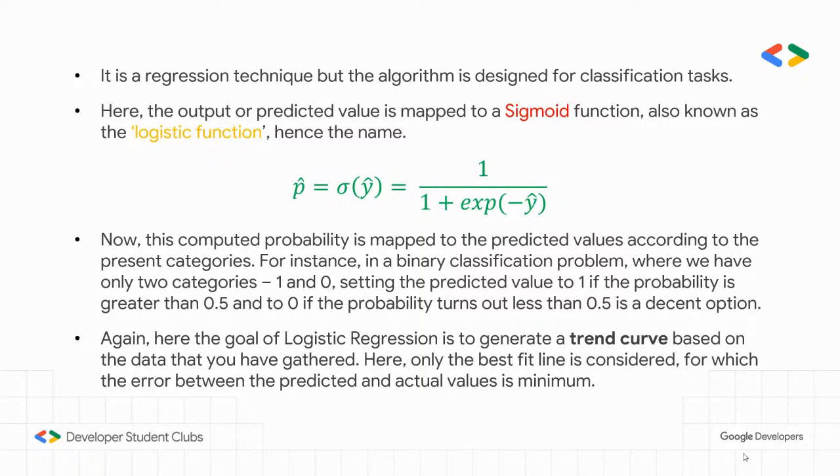Here again, we also generate a trend curve instead of a line based on the data that we have gathered. We also have the best fit curve in order to have the minimum error between the predicted and actual values. It is obviously a regression technique, but it is used for classification because we map it to binary classification outputs. That is the reason it is used for classification.